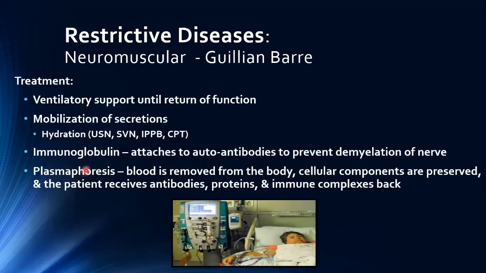All right, how do we treat Guillain-Barré? Treatment of Guillain-Barré is the vent. You gotta put them on a ventilator and keep them on it until their respiratory function returns.